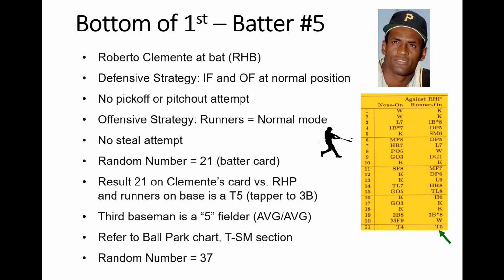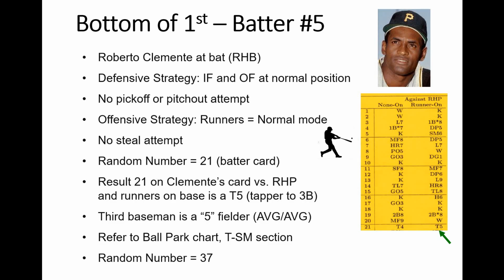Okay, the great one, Roberto Clemente, steps in. He's a right-hand batter. Defense at normal position. No pickoff or pitch out. Runners are in normal mode. No steal attempt. Random number is 21, coincidentally. That's Roberto Clemente's number. And the result for 21 with runners on is T5. It's a tapper to third base.